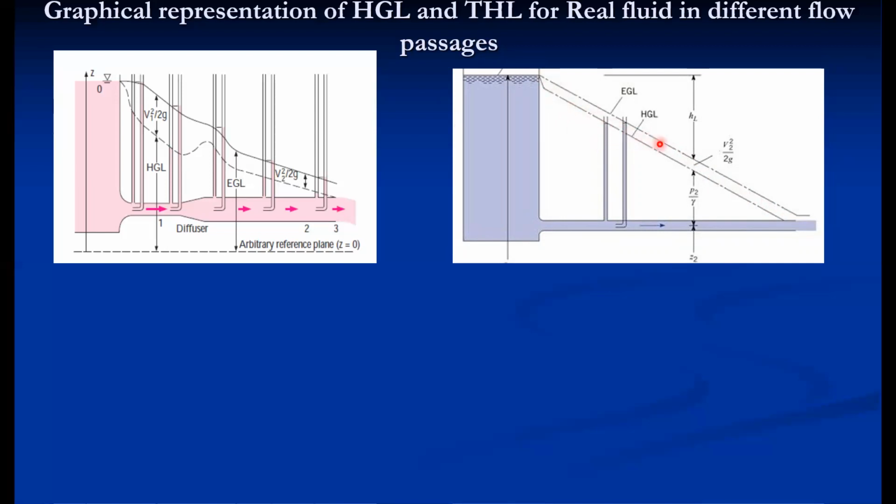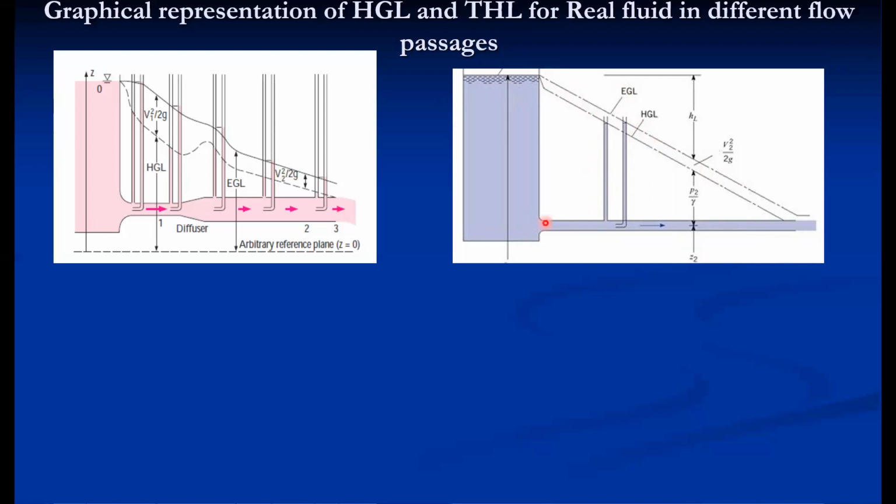This is called HGL, the line joining the piezometric heads, that is the potential head and the static head, and EGL, the line joining all total heads. So whatever velocity head is there, if we add this velocity head everywhere, then it gives us the total energy head, or total head line, or energy gradient line.